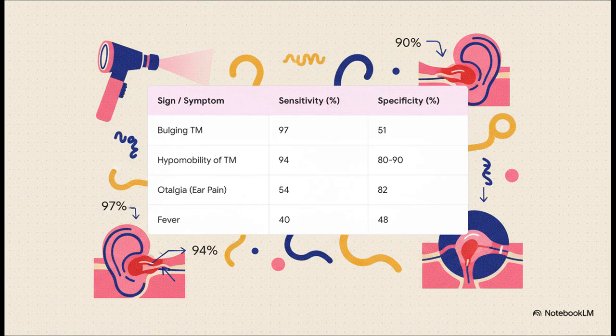This table really breaks down the most valuable things to look for. Notice the bulging tympanic membrane. It has an incredibly high sensitivity, 97%. But for your board exams, the single most accurate physical finding is tympanic membrane hypomobility on pneumatic otoscopy. With 94% sensitivity and up to 90% specificity, if you see that, you should be highly suspicious of AOM.